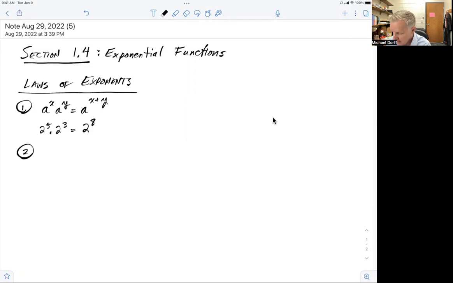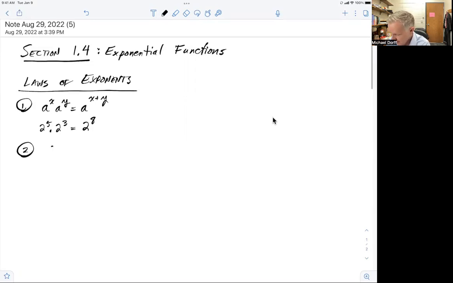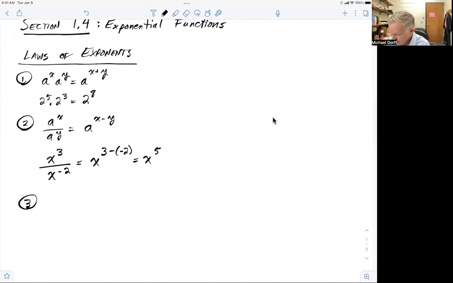The second exponential law is if I divide these, then I'm going to subtract the exponents. So an example of this would be, suppose you had x to the 3rd over x to the negative 2. Well, that's going to equal x to the 3rd minus a negative 2, which is going to be x to the 5th.